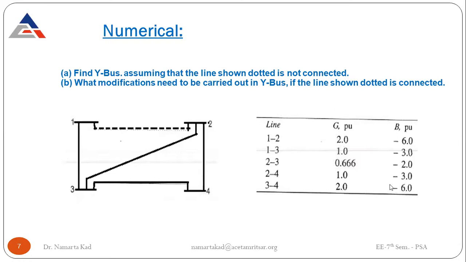This is the data given. This is G, B, 1, 3. Actually, these values are the admittance values. G is the conductance, that is the reciprocal of resistance, and B is the susceptance. Combining them gives you 2 minus j6, or 1 minus j3. If instead of G and B it is given R and X, that means the impedance values are given, then you have to first take the reciprocal of them and then implement the YBUS method. But here the admittance values are directly given.